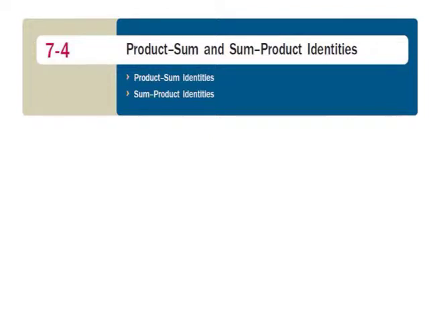Okay, so now we're doing 7-4, product sum and sum product identities. It's just the same thing that you're doing, just some new identity. I'm going to show you how they come up with the product sum.